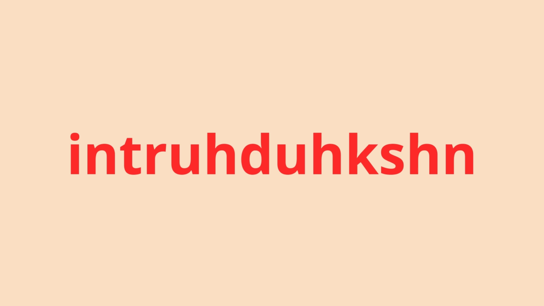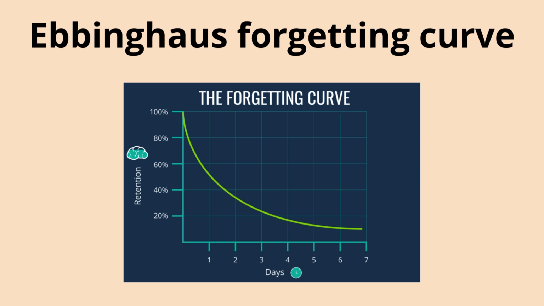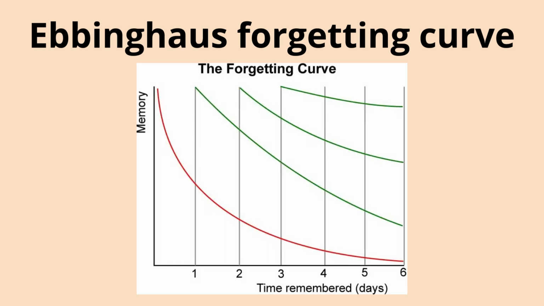But first, I've got to talk about a few basic concepts. The first one's pretty well known. It's the Ebbinghaus forgetting curve. Basically, it shows how quickly we forget stuff after learning it. But here's the catch. Every time you review something, that curve flattens out, meaning you remember things longer and better the more you review. And that's where spaced repetition comes in.